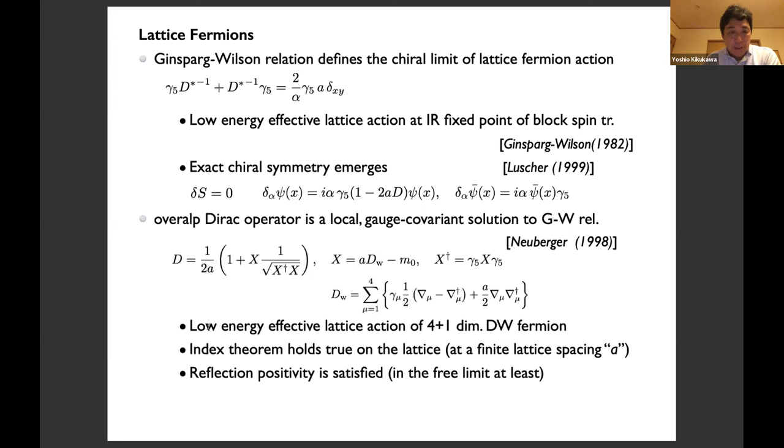And this Dirac operator is obtained as a low energy effective lattice action of the five-dimensional domain wall fermion. Once we have a gauge covariant lattice Dirac operator which satisfies the Ginsparg-Wilson relation, exact chiral symmetry can be defined following Lüscher's proposal, and then we can show that the index theorem holds true on the lattice at finite lattice spacing a. We can also show that lattice fermions with this overlap Dirac operator satisfy reflection positivity, in the free case at least. So this is the definition of the overlap Dirac operator. In this way, we can define a massless fermion on the lattice with exact chiral symmetry in a manner consistent with the Nielsen-Ninomiya theorem.